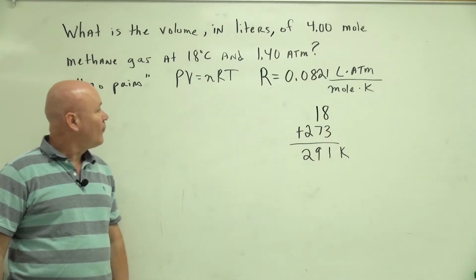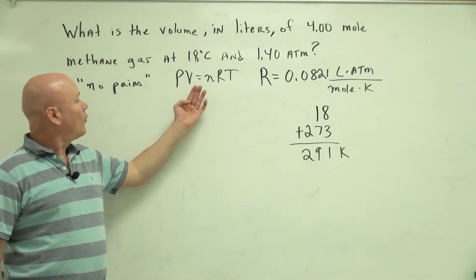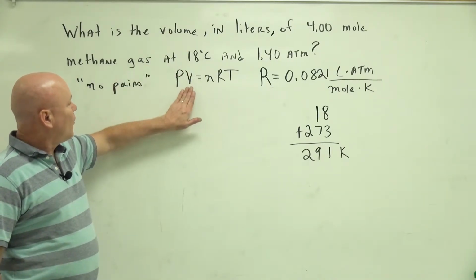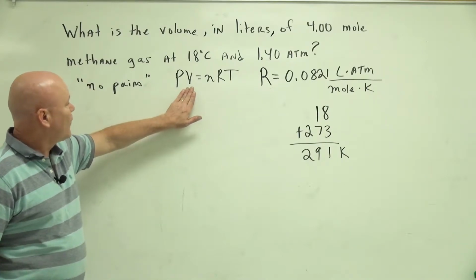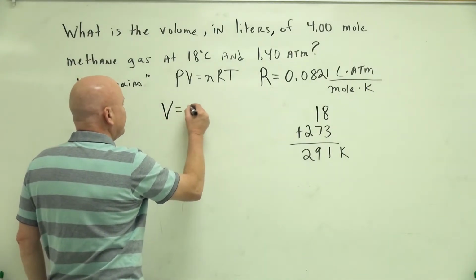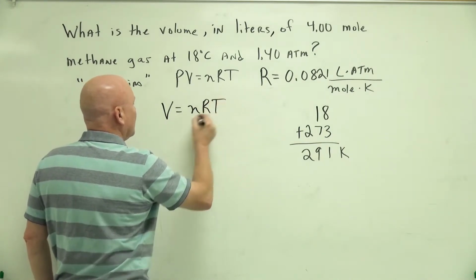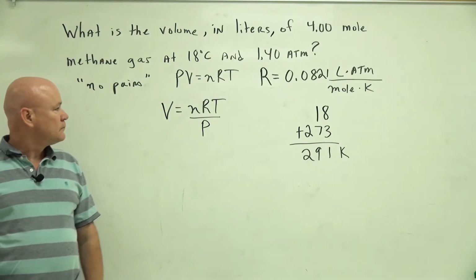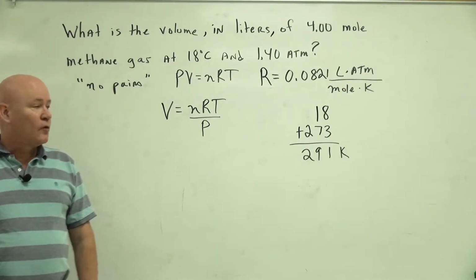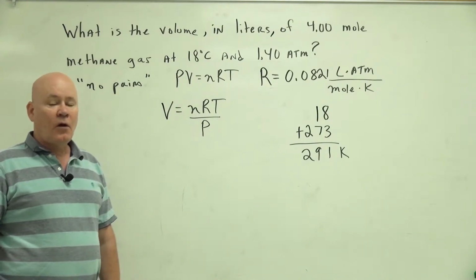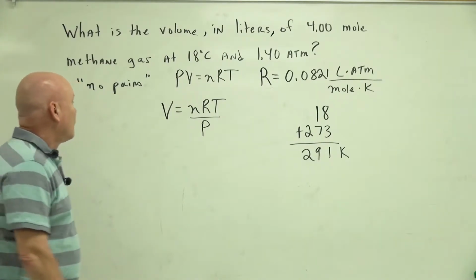Now our next step is to solve for whatever it is that we're looking for. We're looking for the volume. So we need to get volume by itself. So we'll divide both sides by P, and we will get volume is nRT over the pressure. So we have solved for volume. Now what we need to do is go ahead and put in our measured numbers and solve.